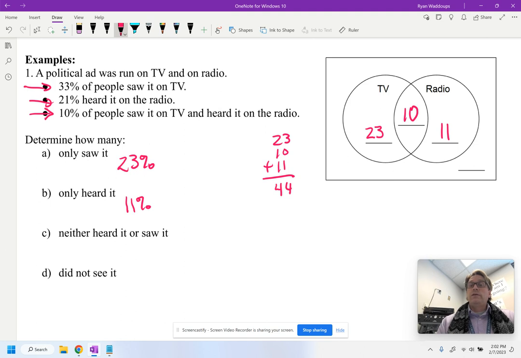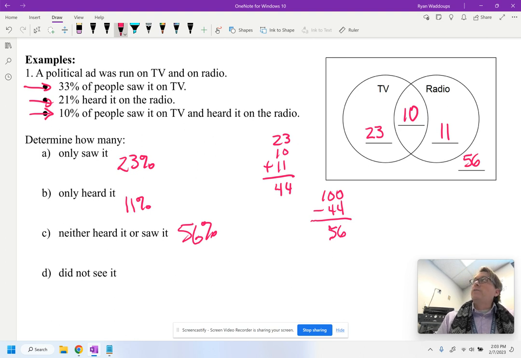Yes, Connor. Did you have a question? No. Okay. So we go 100% people in our survey, and 44% of them saw it or heard it. So we subtract, and we get 56. So how many people neither heard it nor saw it? 56%. And we write that in our Venn diagram right here. And the sum total of all of those spaces in our Venn diagram, 23 plus 10 plus 11 plus 56, adds up to 100. That's our whole sample space.